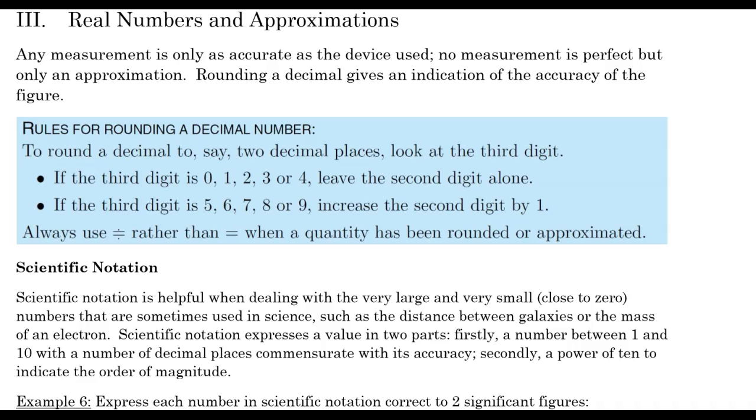We're looking at real numbers and approximations today. Now, a real number is any number that could be marked on a number line. So, it can be an integer, it could be a rational number, it could be an irrational number like pi or root 17. Those things are all real numbers.